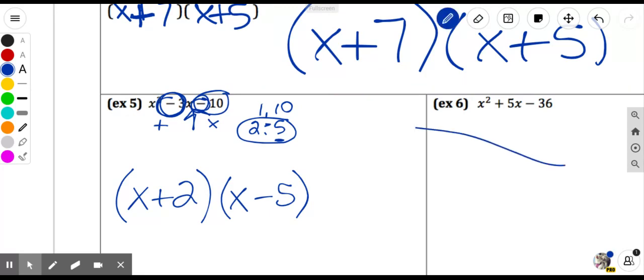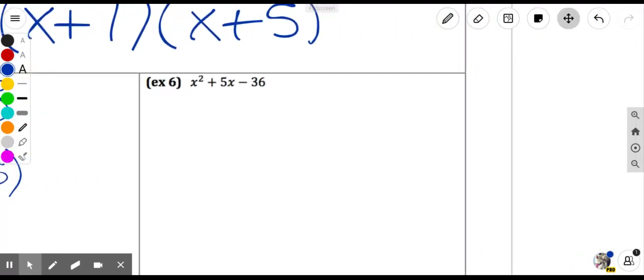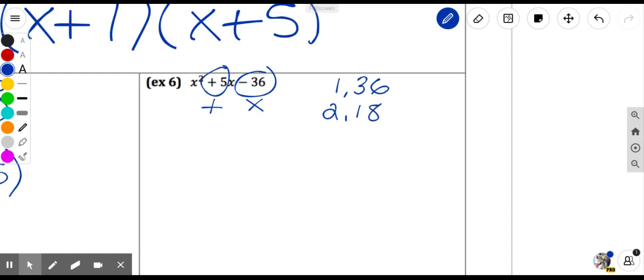Next one. Okay, so we have x squared plus 5x minus 36. And so again, we want two numbers that are going to multiply to negative 36 and are going to add to positive 5. And so you want factors of 36. So again, if you don't know the factors of 36, you look on the factor chart, but they're 1 and 36, 2 and 18, 3 and 12, 4 and 9, 6 and 6. So 36 has a lot of factors.